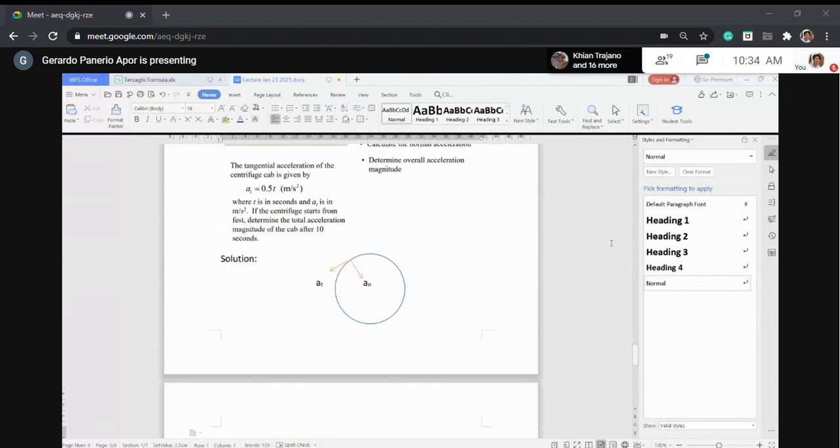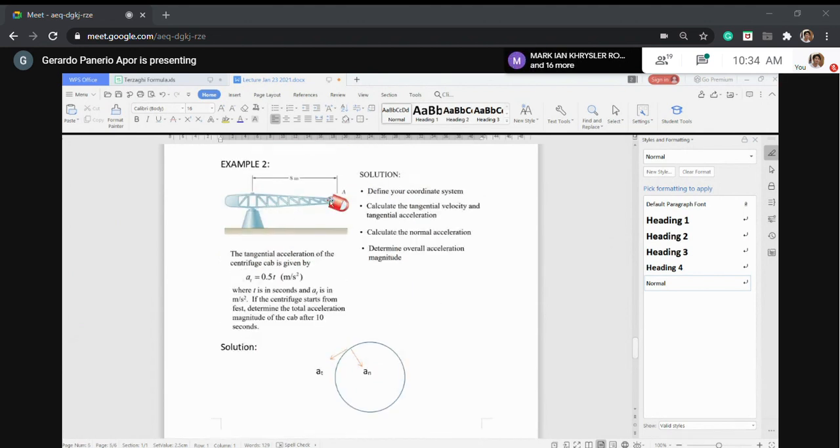We have a circle here simply because this is a centrifuge cab with a fixed radius. So it travels in a circle about the pivot point here, located near the fulcrum.